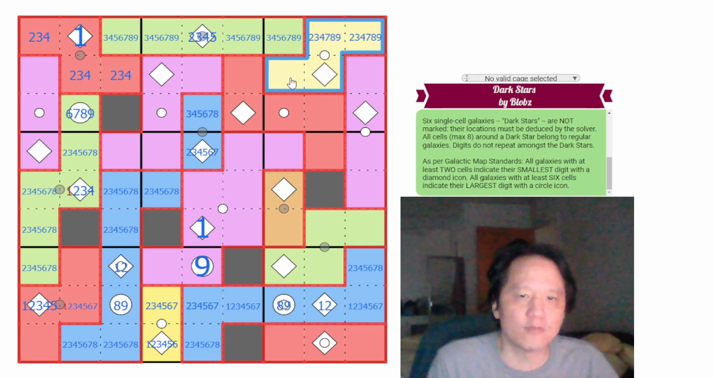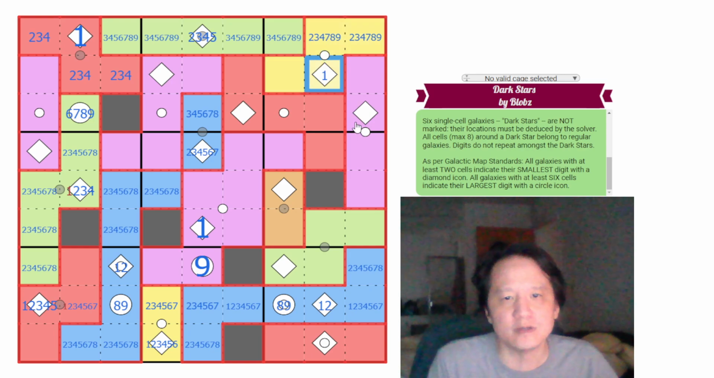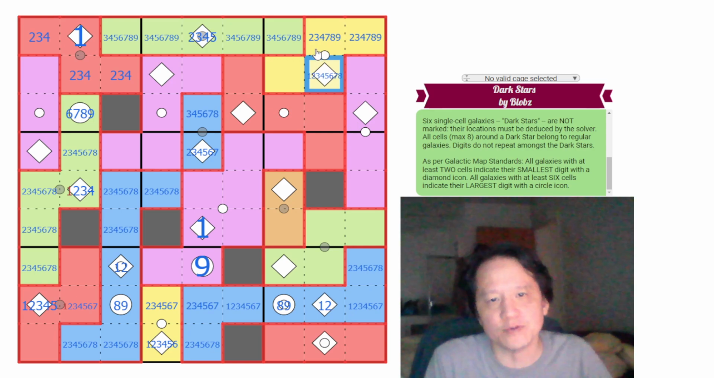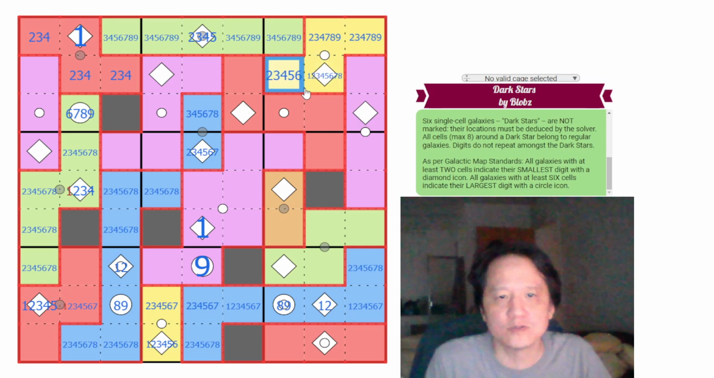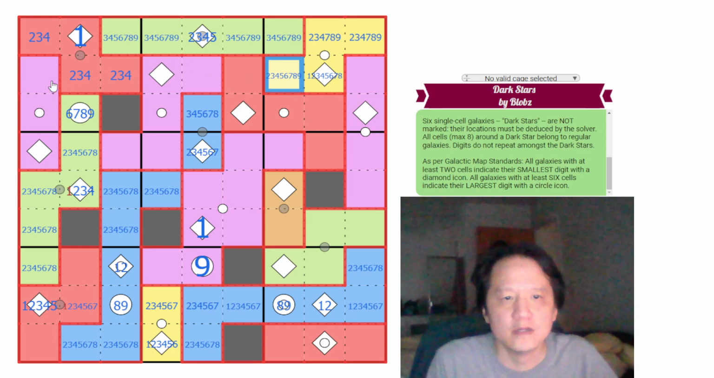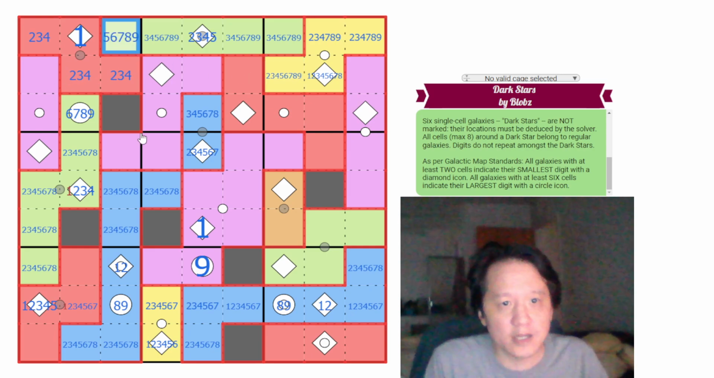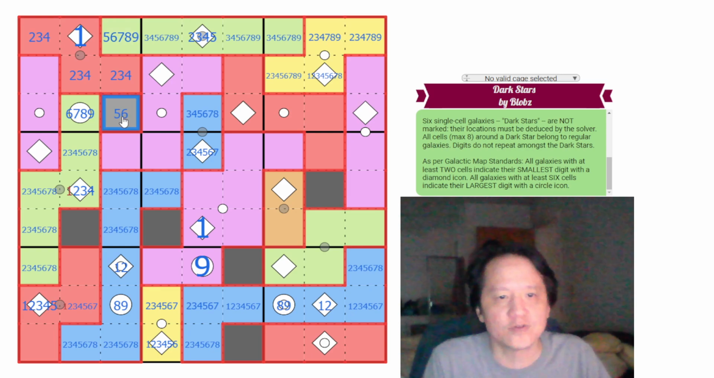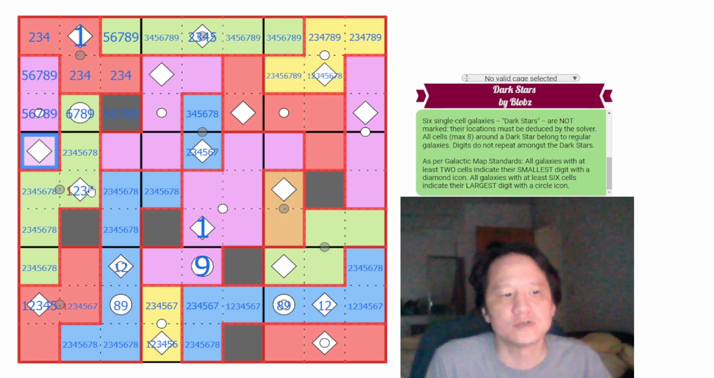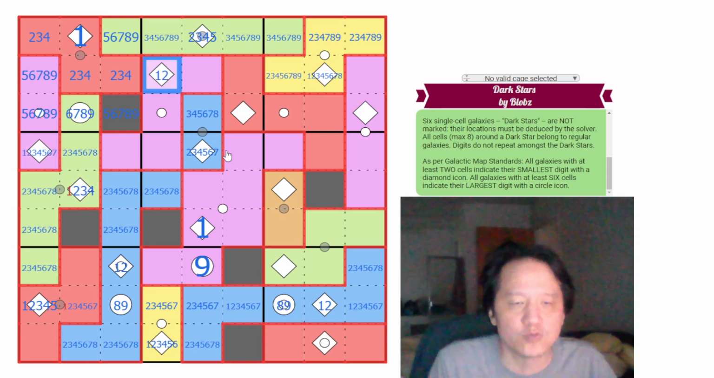This is not Renban, but this has to be 1 through 8. This is 2, 3, 4, 5, 6, 7, 8, 9. So this cannot be 1, 2, 3, 4. So this is 5, 6, 7, 8, 9. This is 5, 6, 7, 8, 9. This is the lowest 1. So this is 1 through 7, because this is 1 through 5.